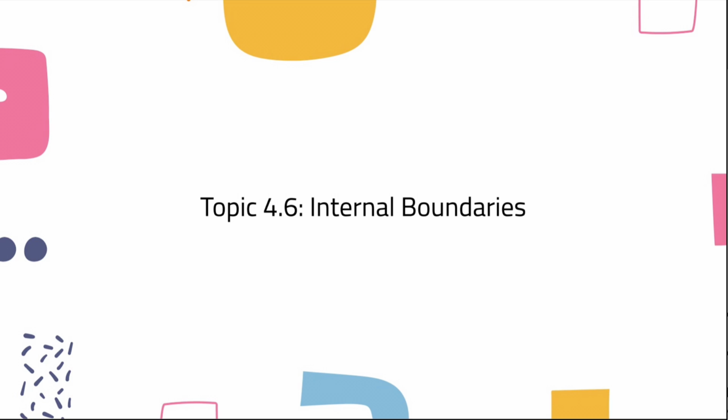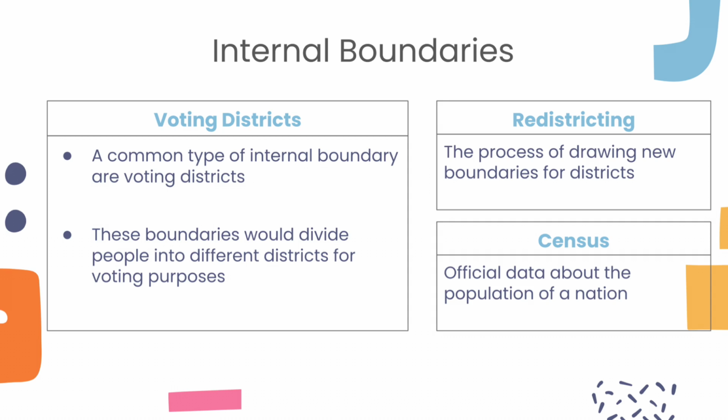In addition to international boundaries, there are also boundaries within countries or independent states. A common type of internal boundary is voting districts. These boundaries divide people into different districts for voting purposes. In order to make sure that each district has approximately the same number of people, a process called redistricting takes place that follows the census with official data of the population.